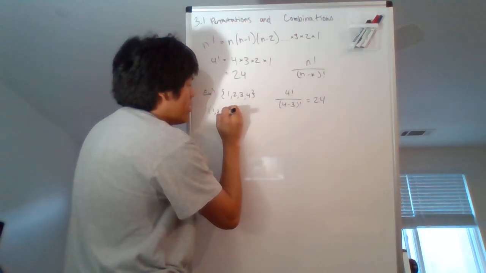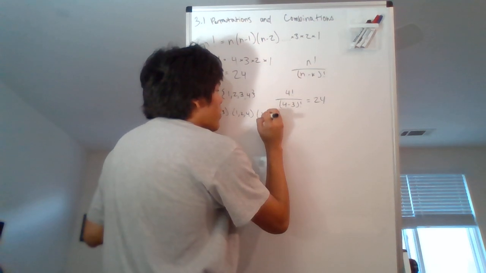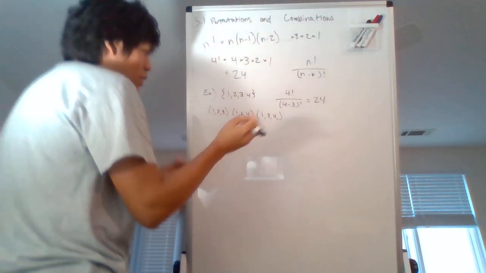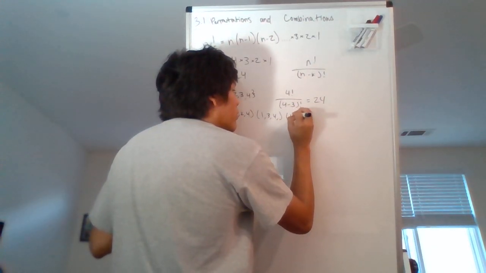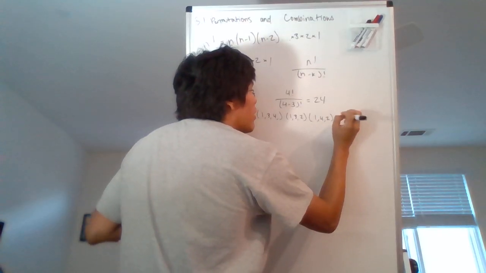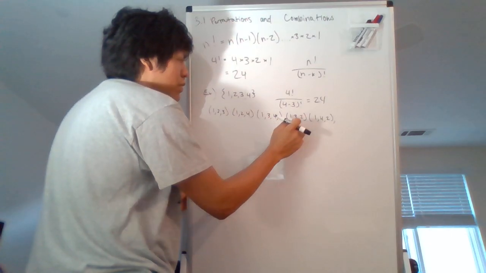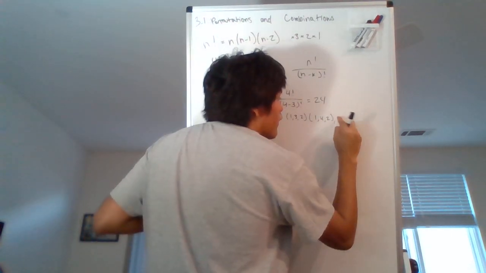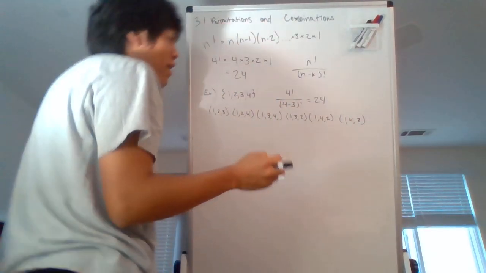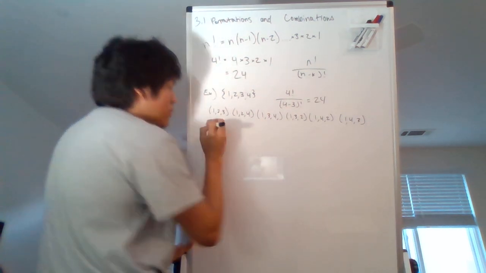1, 2, 3. 1, 2, 4. 1, 3, 4. 1, 3, 2. 1, 4, 2. 1, 4, 3. Alright, so it looks like I got all the ones that start with 1. Now we'll do the ones that start with 2.